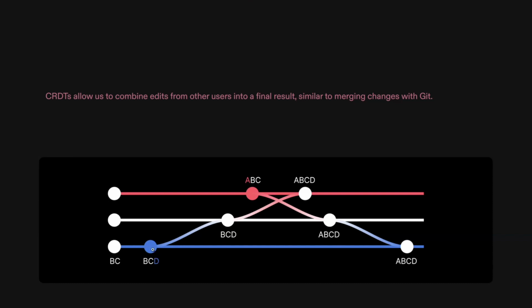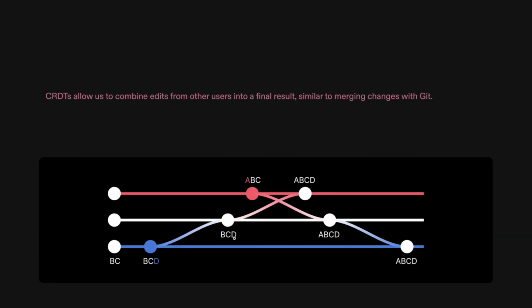After the blue user adds the letter D, it sends that update to the server. And you can see the server updates the state to BCD. And then it'll also propagate those updates to all users, in this case, the red user. But before that update gets there, the red user adds the letter A at the beginning of the string. So the CRDT allows the red client to know that because it added the letter A before it received the update for D, the total string becomes ABCD instead of just BCD.